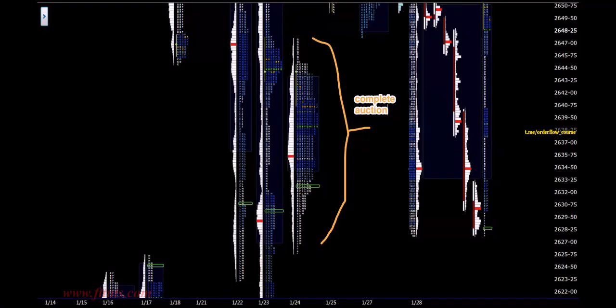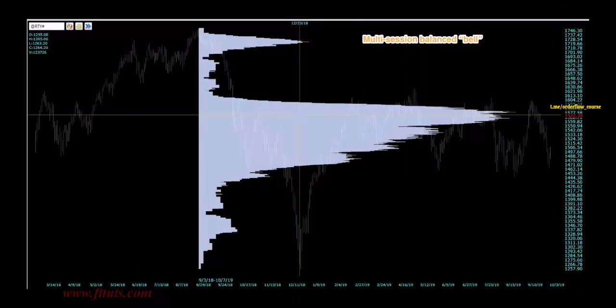Okay? Here's another example. When we have excess or unfair highs and unfair lows with the most traded price in the middle, that's a completed auction on an intraday basis. Now, we could look at multi-session like this using a market profile graphic or a volume profile graphic and get a sense for what's happening in the larger view of the auction, to see that we have a balanced range with excess above and excess below.